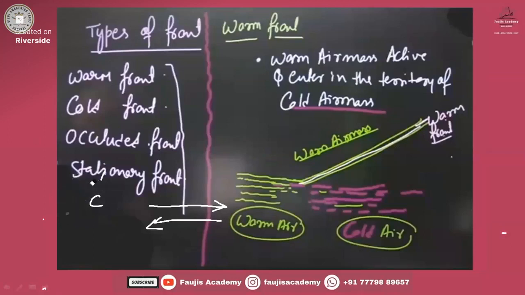One is the warm front, one is the cold front, one is the occluded front, and another is the stationary front. First we will see about the warm front. So what does warm front mean? It is where the warm air mass will be active and enter the territory of the cold air mass. That means the warm air mass will be active and the cold air mass will be silent.